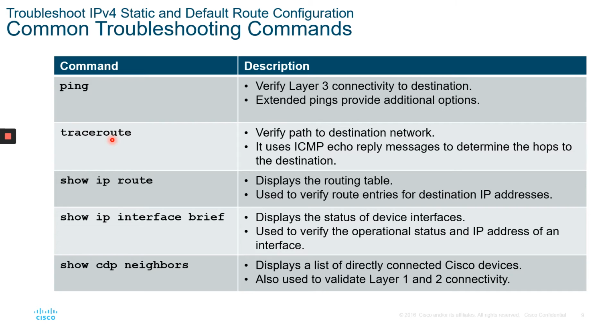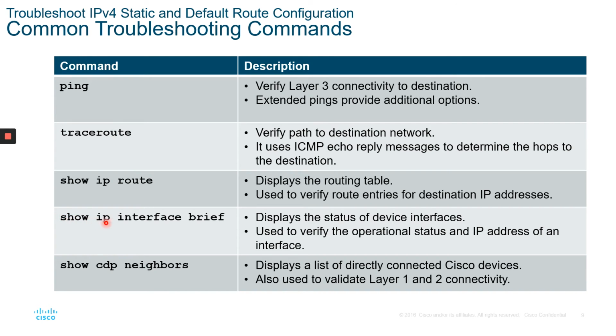Then you've got something called show ip route. It's very useful. It displays the routing table. As you know, we can specify static and default routes in the routing table. As humans, we can make a mistake in defining these routes. So if there's such an issue, you can check it with the show ip route command.